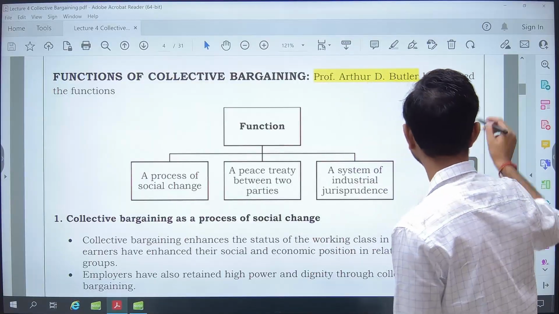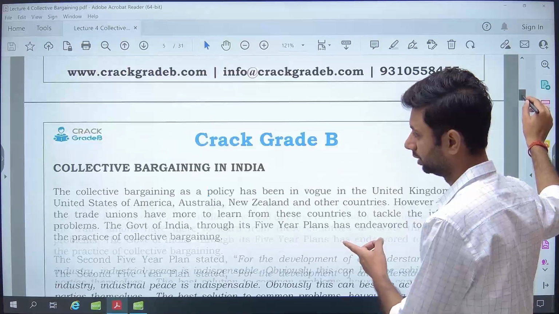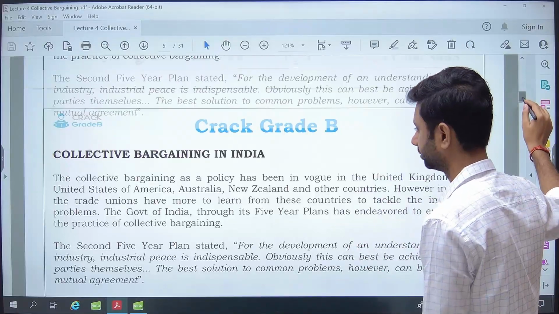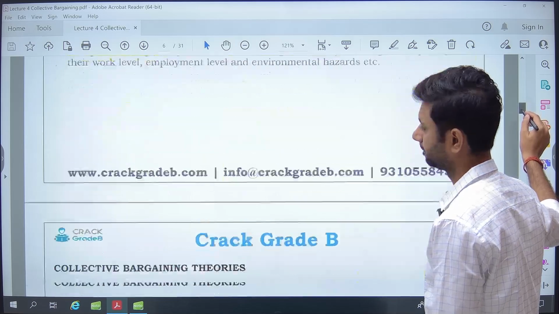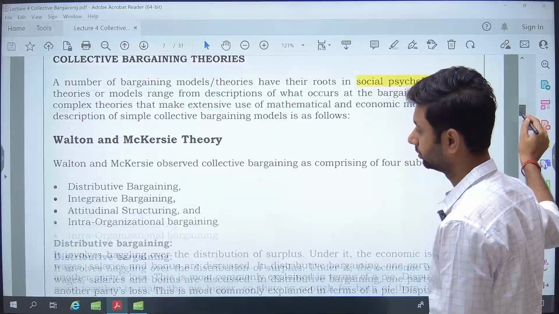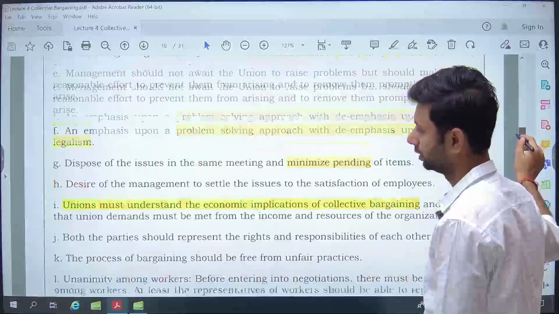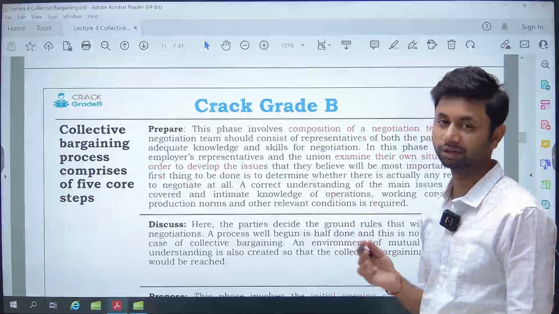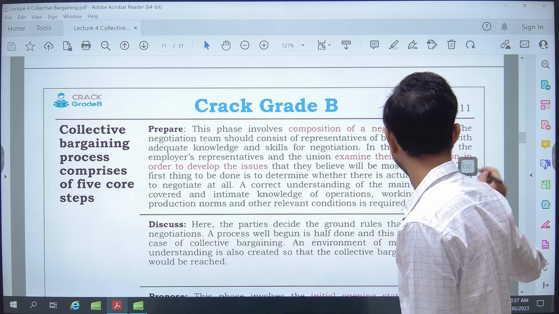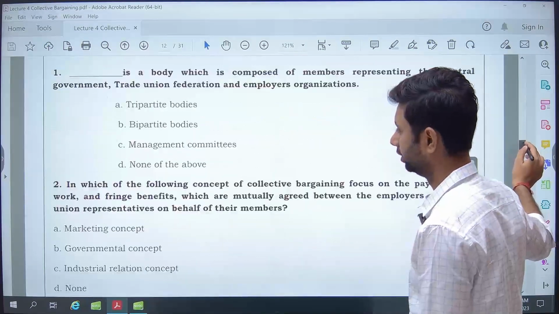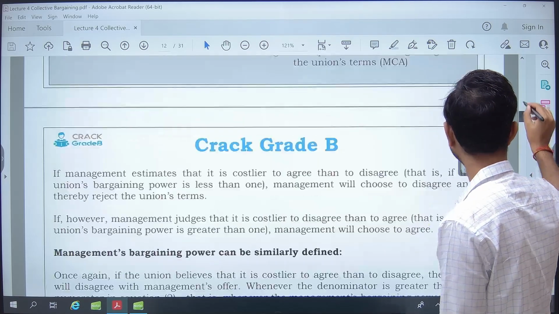Okay. In this lecture, we'll do up to here. In next chapter, we'll start with collective bargaining in India, types of collective bargaining, collective bargaining theories. We'll cover all these theories. Lastly, we'll talk about the collective bargaining process. What are the important key steps within the collective bargaining process? And lastly, we'll do some MCQs. Okay. So let's start off our first lecture of collective bargaining.